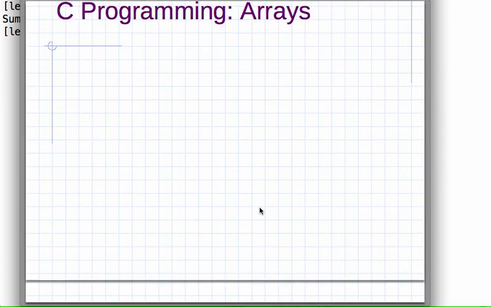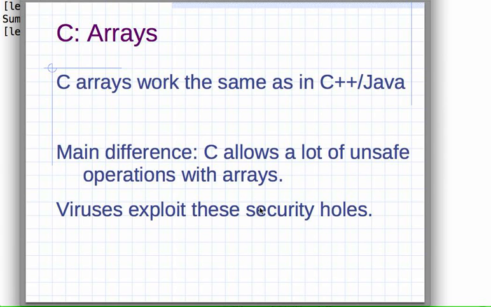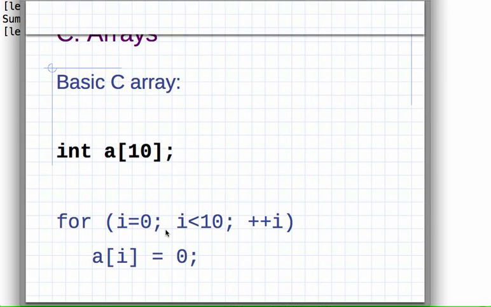Okay, so now let's take a look at more detail in arrays. C arrays work pretty much the same as in C++ and Java. The main difference is that C allows a lot of unsafe operations with arrays, as we just saw in the previous programs. And this has been used historically for many years by viruses and malware to exploit security holes. The reason was that a lot of those programs that were used in Windows were written in C, and you could exploit this unsafe use of arrays. We won't really get into that.